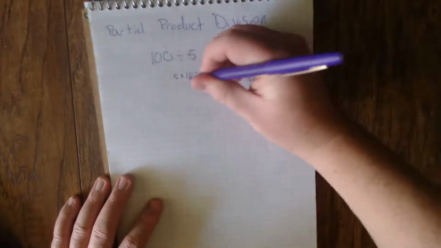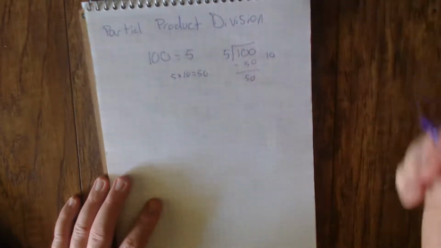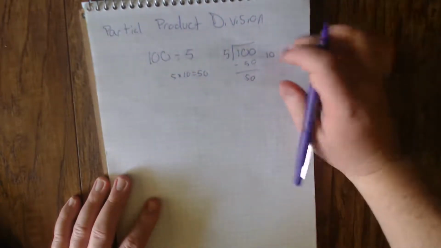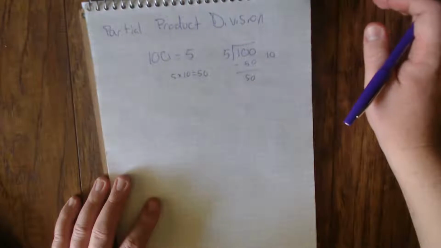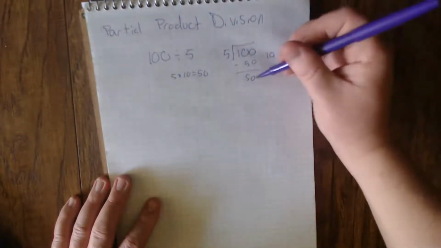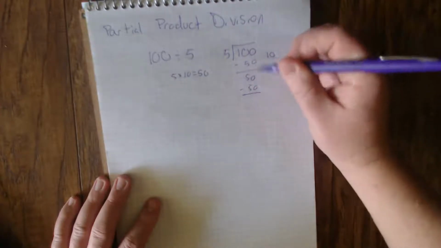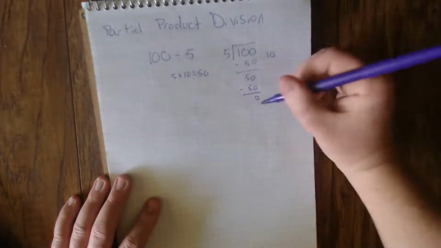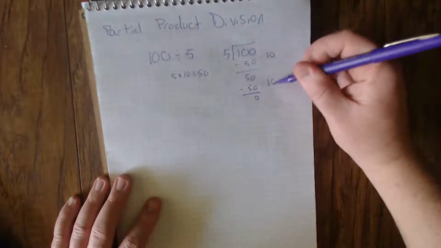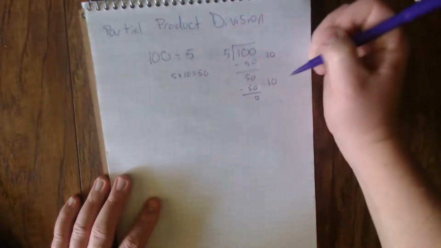What I'm going to do is take that 10 and put it right here, just so we save it for later, okay? Then I see 50 right here, so I know I can do 5 times 10 again, so I'm going to subtract 50 again. 50 minus 50 is 0. We have our 0. We're going to put this 10 right here because we have to save it for later.